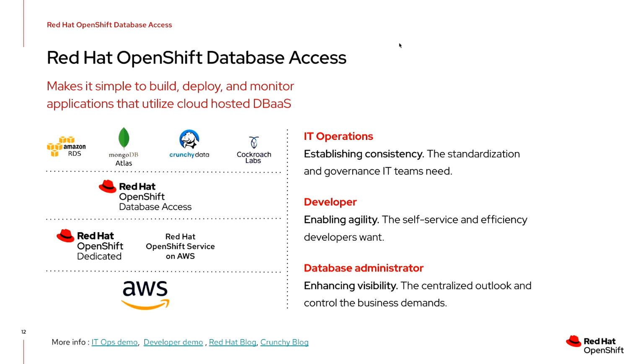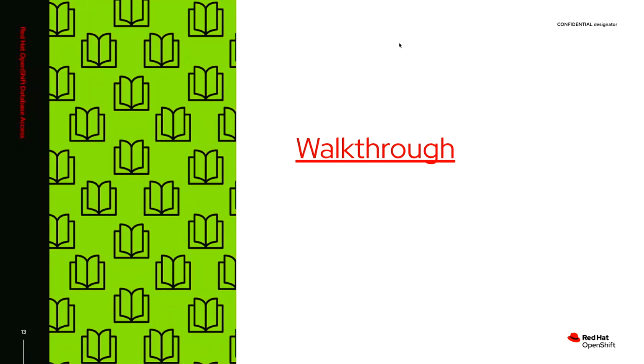Now, if you look at how this will make an impact on the different teams or personas, when it comes to IT operations, it makes sure that it's establishing consistency, which means the standardization and governance they always look for is established. For developers, it improves agility, which means the self-service ability is improved. And when it comes to the DBAs, they have much more control and much more visibility. So this is how it makes an impact on the different areas within the company.